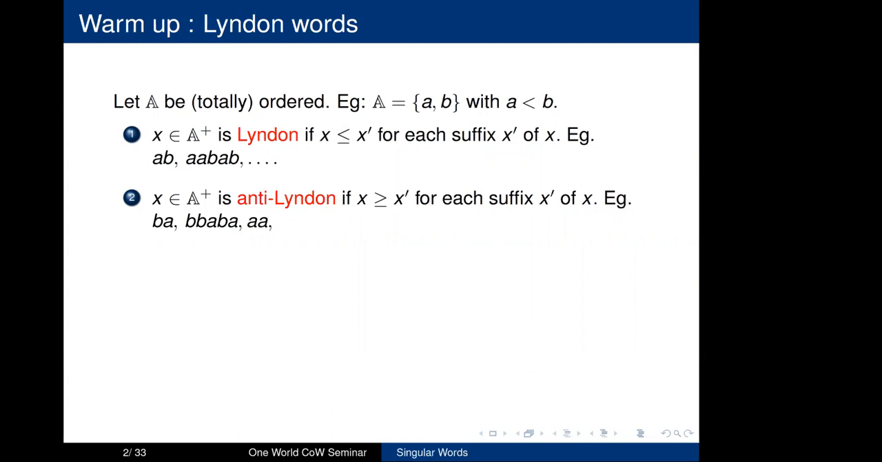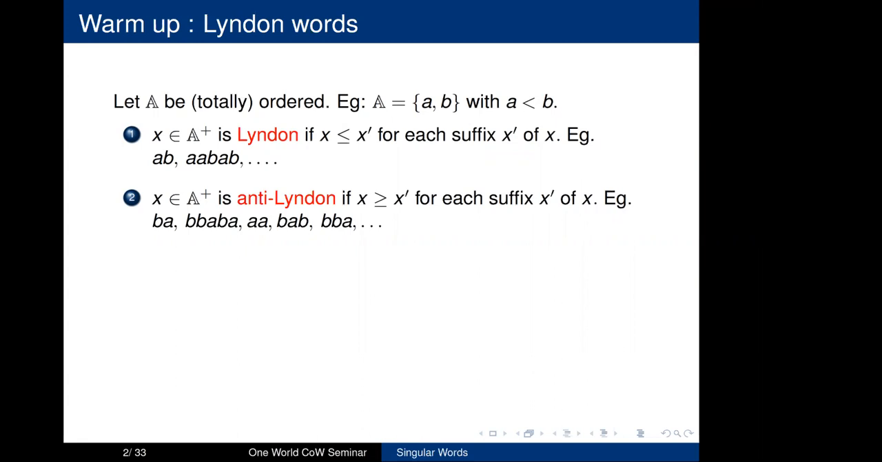We also know that if I have a primitive word X, then amongst all its cyclic conjugates, there's exactly one which is Lyndon. And this also is not true for anti-Lyndon. So here are two anti-Lyndon words which are cyclic conjugates of one another.